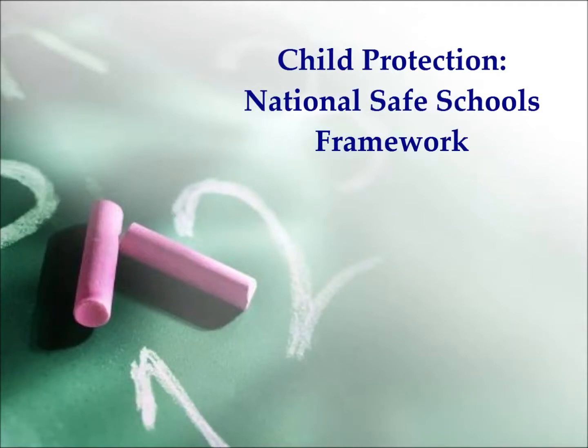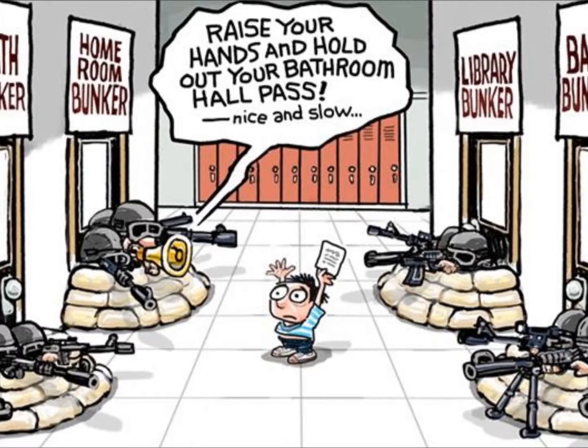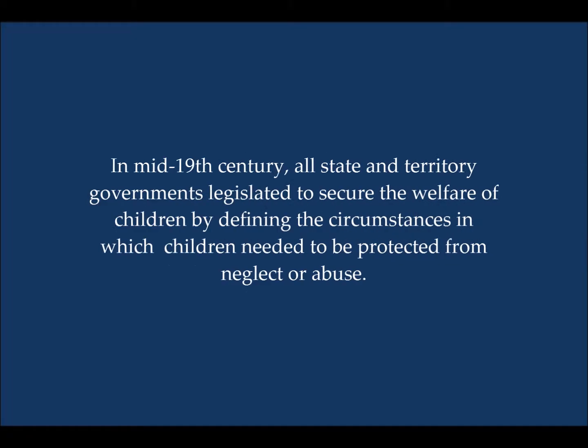Child protection and the National Safe Schools Framework. So what is child protection? Historically, the term signified a social and political movement known as the Child Rescue Movement in the late 1800s. State intervention was supported by the social activists. In the 19th century, all state and territory governments legislated to secure the welfare of children by defining the circumstances in which children needed to be protected from neglect or abuse.